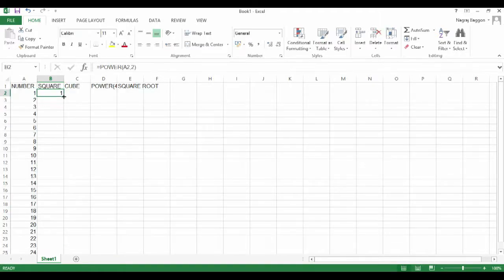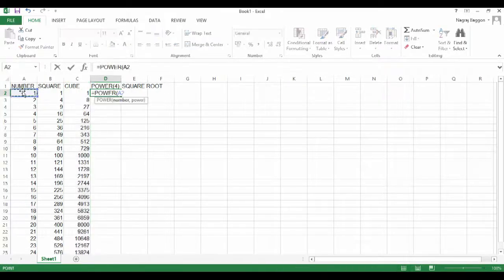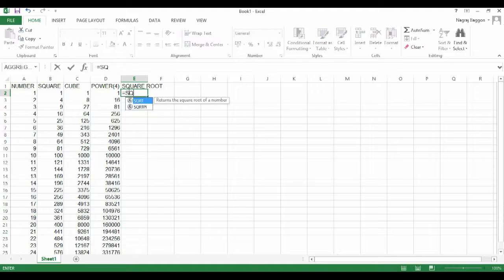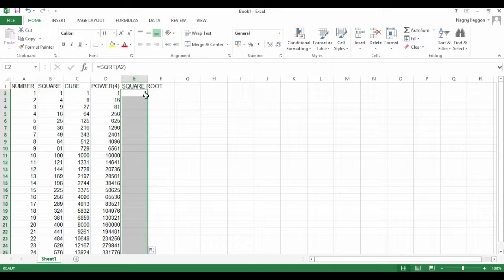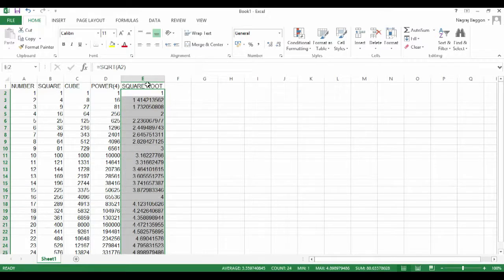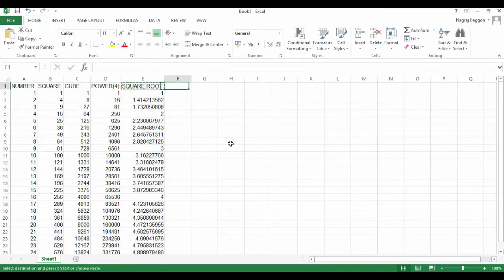Now numbers have squares, numbers have square roots also. For the calculation of square root, the function to be used is equal to SQRT. That's basically a short form for square root, and the input variable or parameter is only one, the number of which the square root needs to be calculated. So whenever we want to calculate the square root, we can say equal to SQRT and select the input variable. Automatically the square root will be calculated.